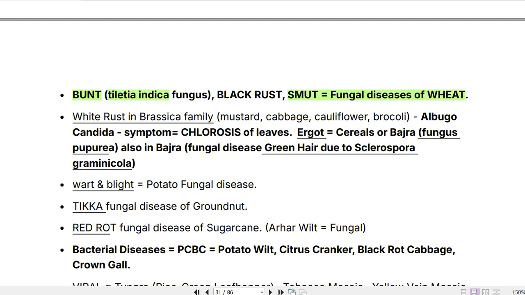Okay, so bunt is also a fungal disease. Black rust is also a fungal disease, typically in wheat, barley, etc. And smut is also a fungal disease of wheat. Now white rust occurs usually in the Brassica family, that is mustard, cabbage, cauliflower and broccoli. You can remember these three: cabbage, cauliflower and broccoli.